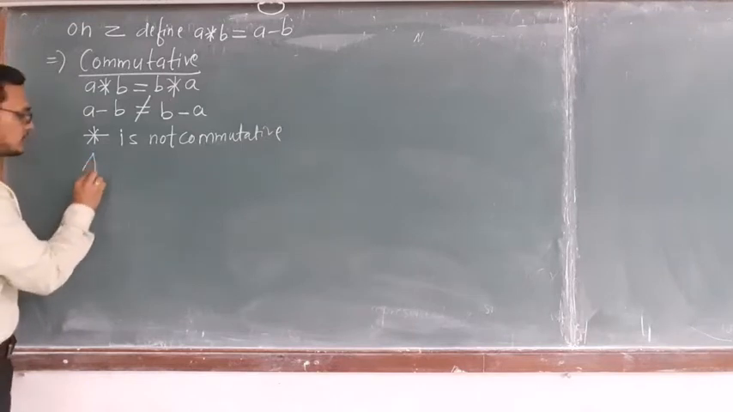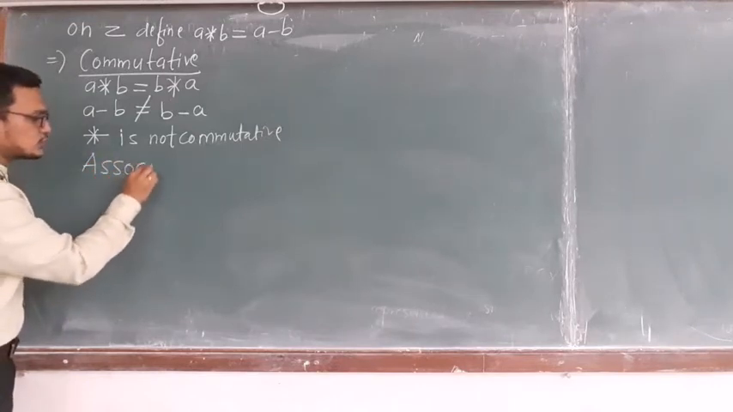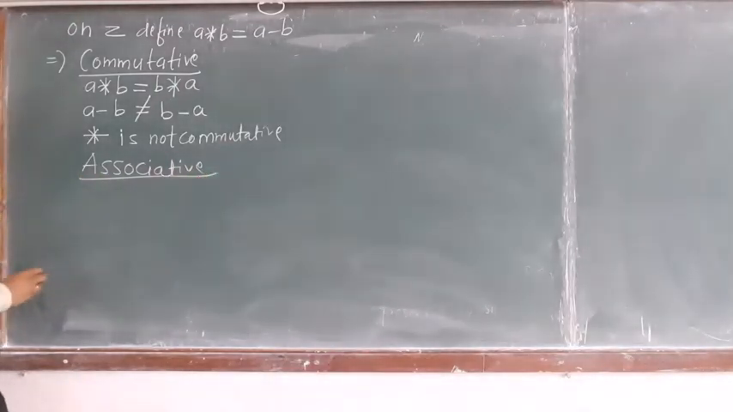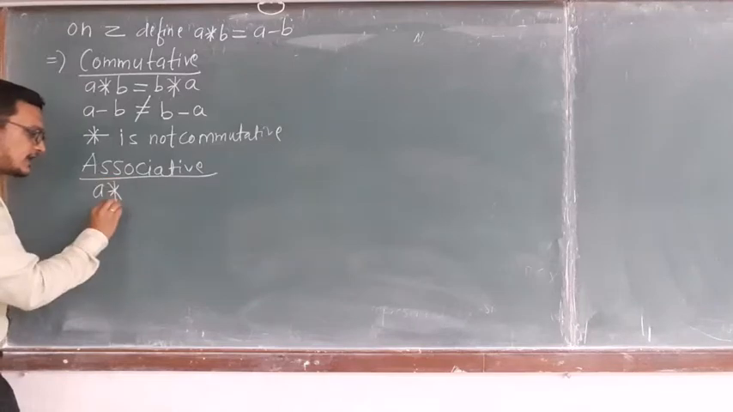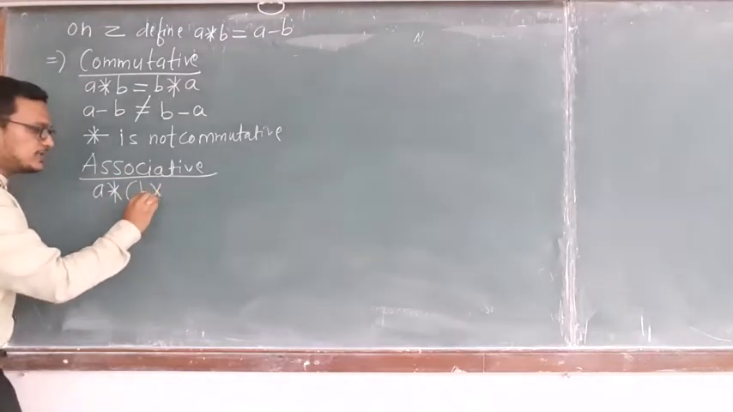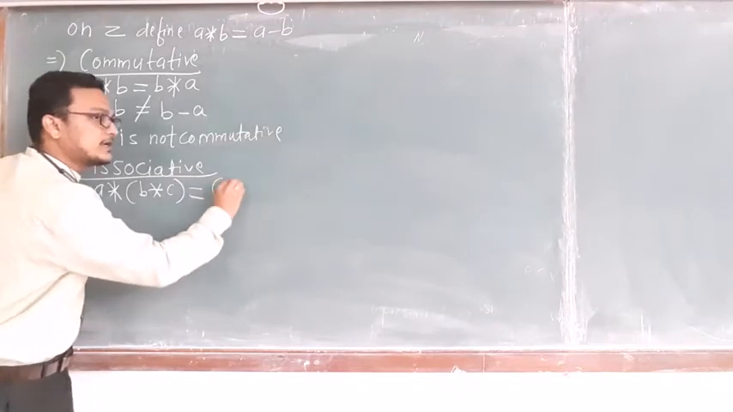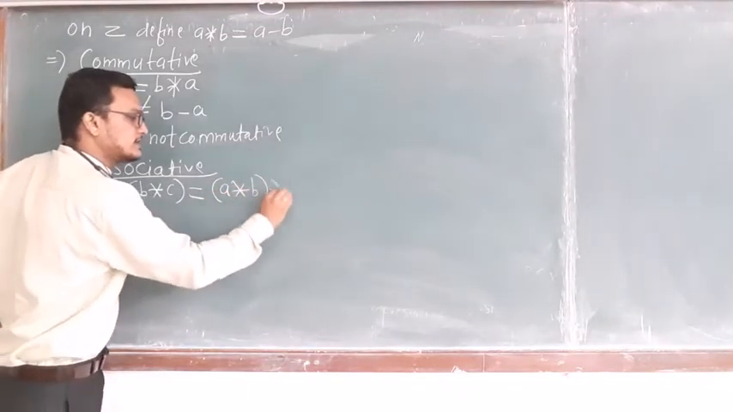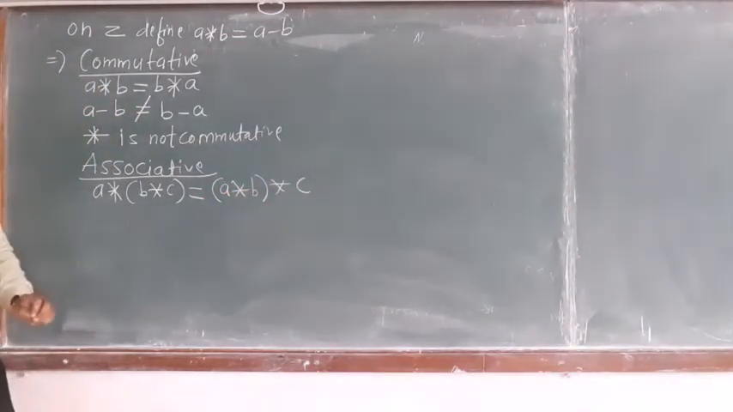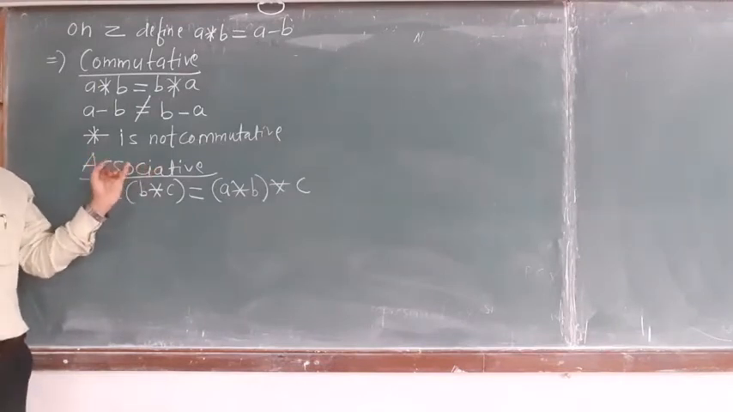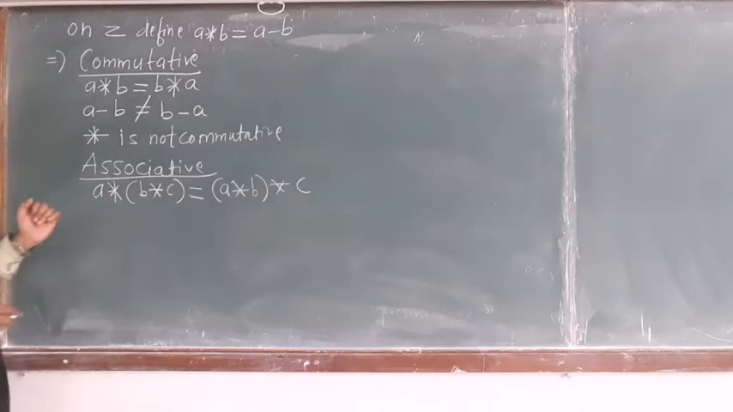Next we have to check associative. For associative, the definition is a star (b star c) is equal to (a star b) star c. This is the definition of the associative law, or associative property, with respect to a binary operation. Now, how to simplify this?